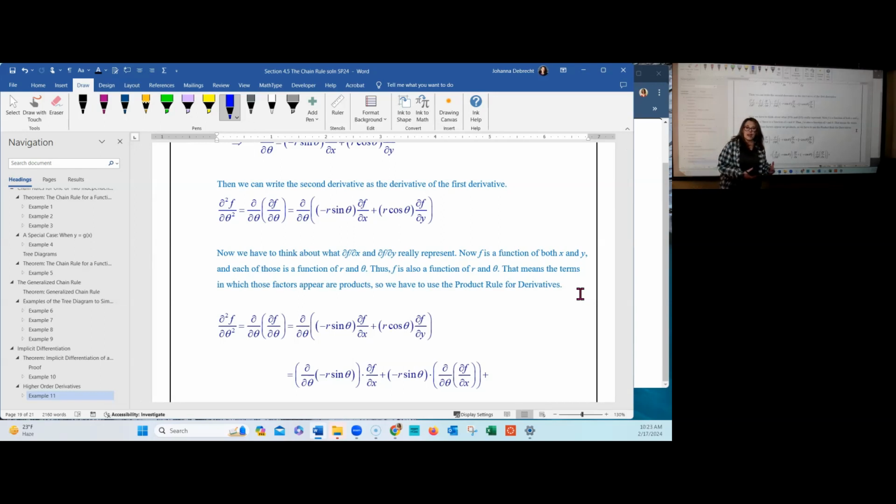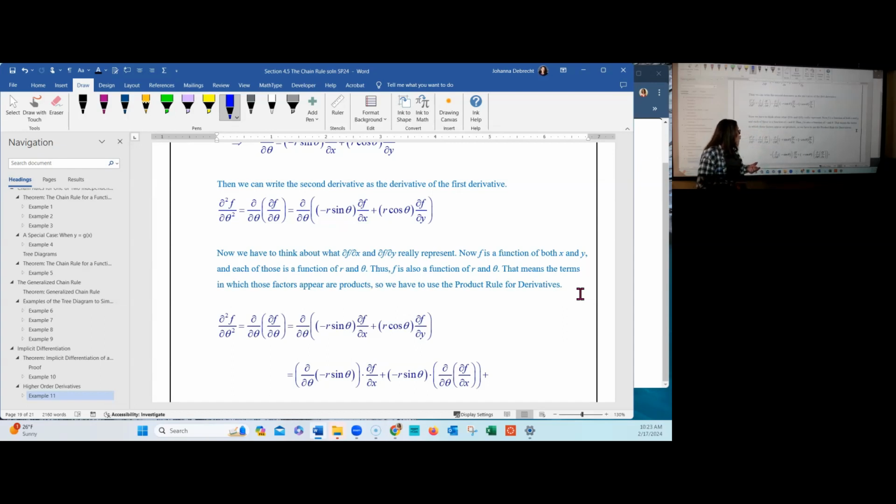Remember that x itself is a function of both r and theta, and so is y. So the partial of f with respect to x and the partial of f with respect to y do depend on theta, which means that these partial derivatives are also functions of theta being multiplied by another function of theta, negative r sine theta in the first term, and r cosine theta in the second term. Yes, you're right. If they're multiplied together and they're both functions of theta, we need the product rule.